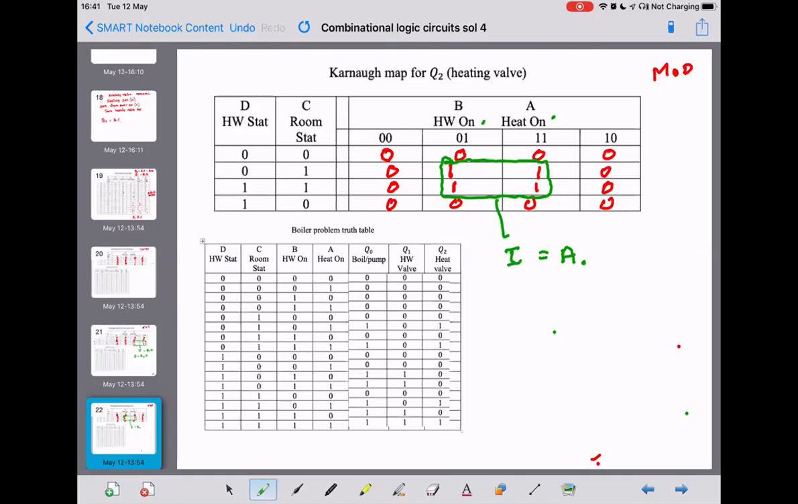And if we look in the two rows, D is changing from 0 to 1, so it doesn't matter. But C must be on. So we've got Q2 is equal to A and C. Before that, we would have had four separate input expressions for that output. We've reduced it down to one with two inputs.